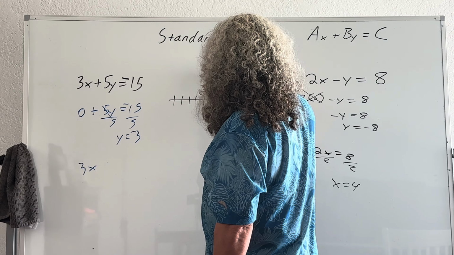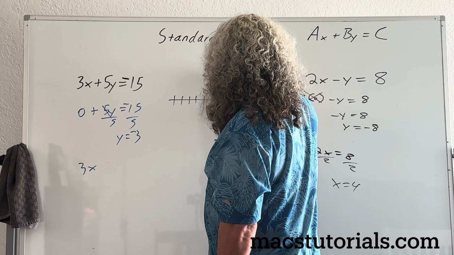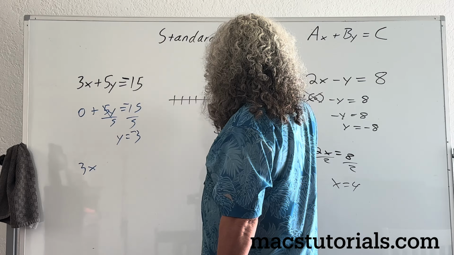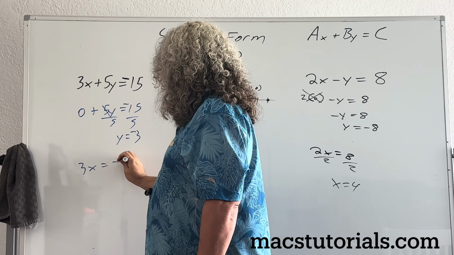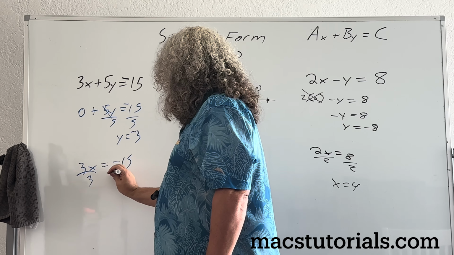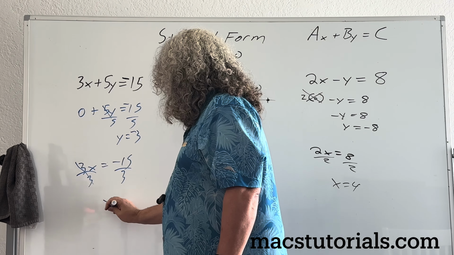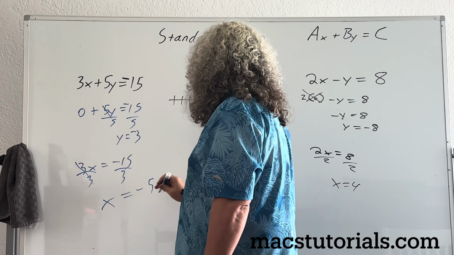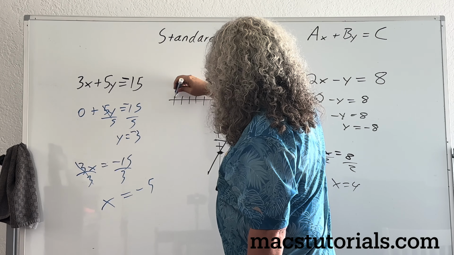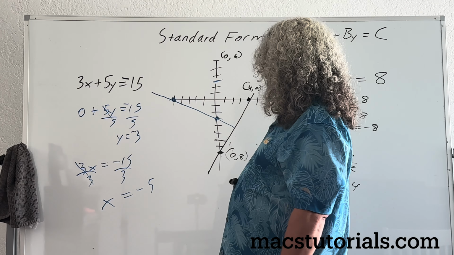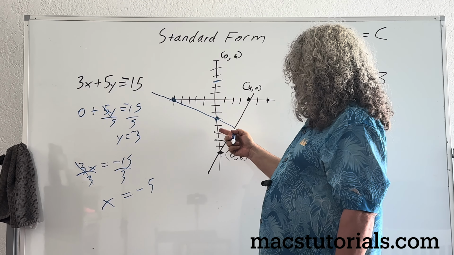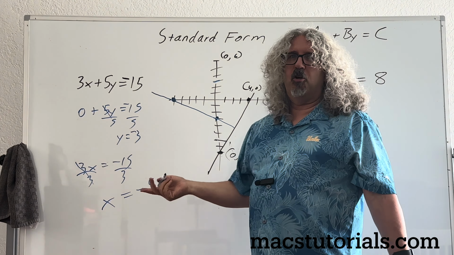I apologize, my friends. I need to look at those negative signs better. See, we all do it. Okay, so now I'm going to have 3x equals -15. I'm going to divide each side by 3. X equals -5. 1, 2, 3, 4, 5. And look, I've got myself a graph by doing that. The y-intercept is 3. I can figure out a slope if I want.